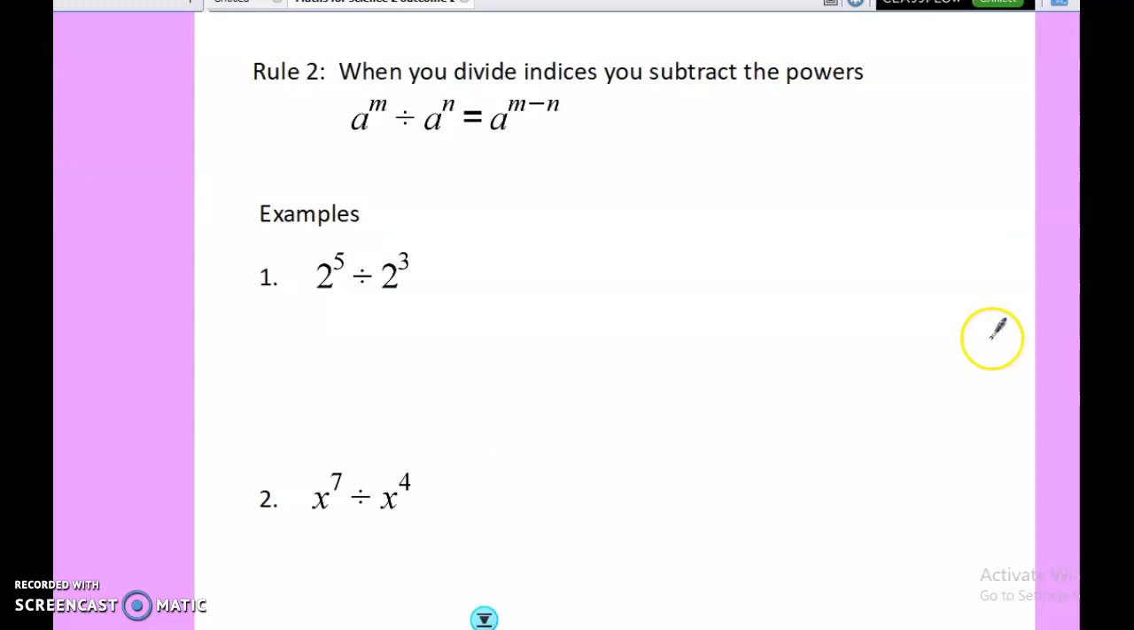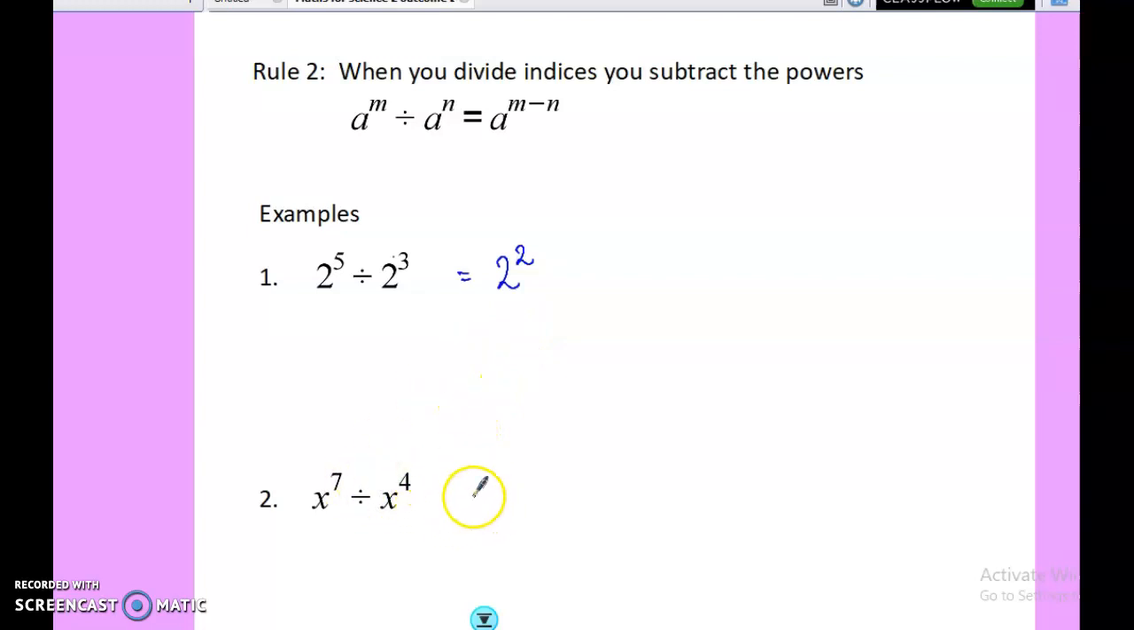Now rule 2 is the opposite of rule 1. When you multiply, you add. When you do the opposite of multiplying, when you divide, you subtract. Okay, so we're doing 2 to the power of 5 divided by 2 to the power of 3. Base stays the same. Instead of adding this time, we take away 5, take away 3, gives me 2.